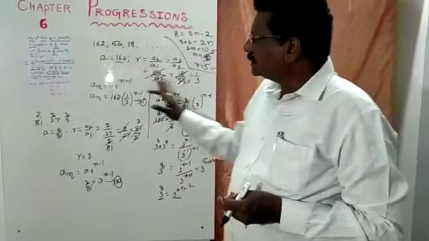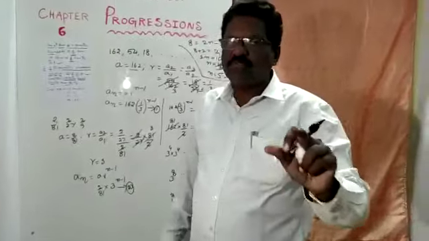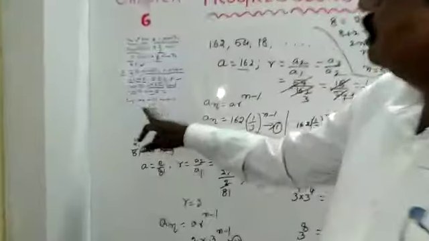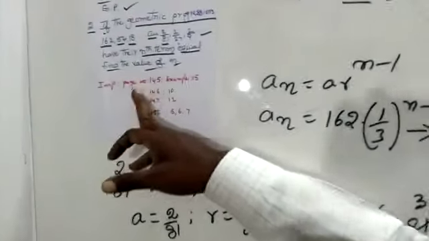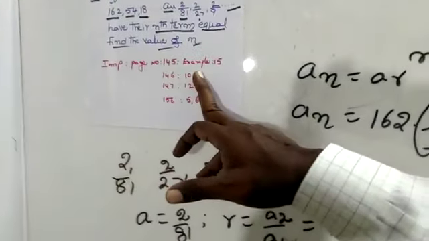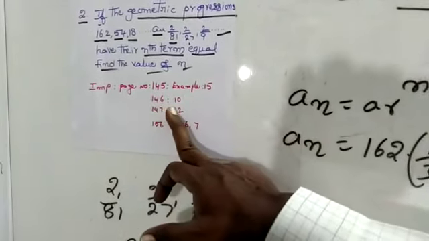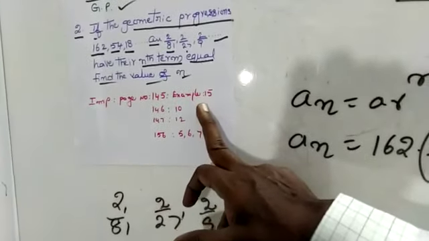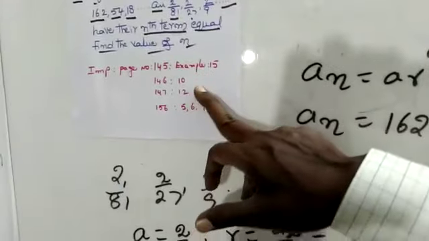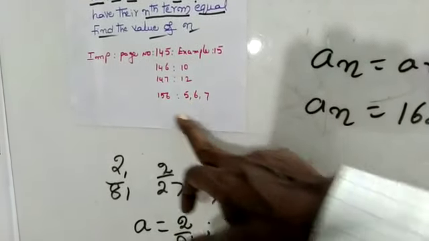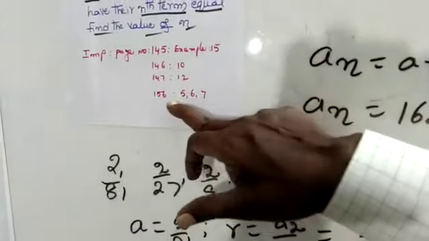Okay students, these are the important problems for 4 marks or 8 marks. The most important problems: page number 145, example 15 is important for the public exam; 146, 10th problem; 147, 12th problem; 156, problems 5, 6, 7, which I already taught on the board. These are very important problems.